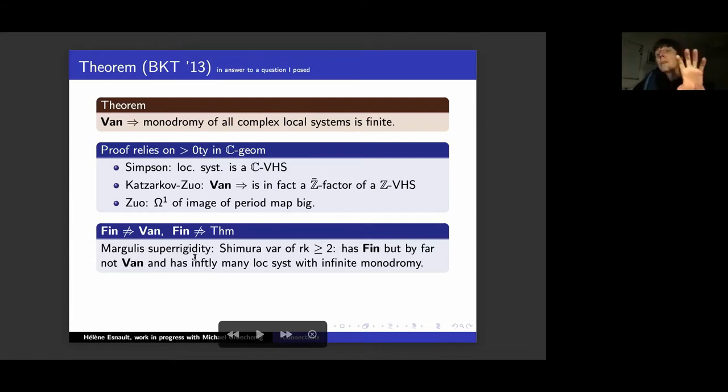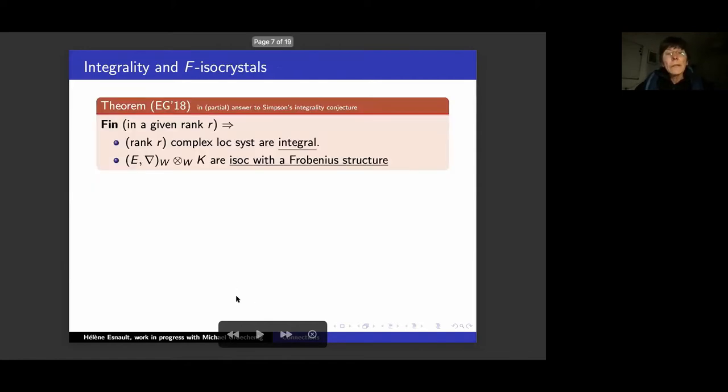Because we are on a Shimura variety, they carry a lot of local systems with infinite monodromy, so variations of Hodge structures which are not finite. And consequently, in order to obtain the theorem, we really need this strong condition here. Okay, so this is the background here.